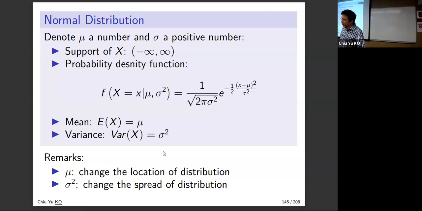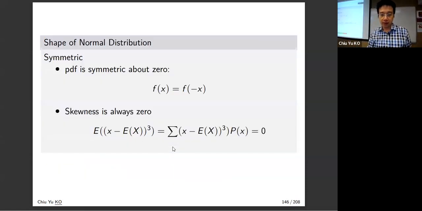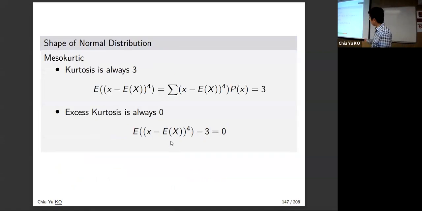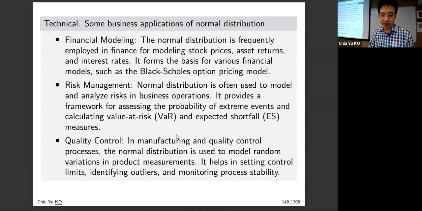Okay, the mean and variance, as I said, are mu and sigma squared. It's symmetric. The skewness is 0, and the kurtosis is always 3. That means the excess kurtosis is always 0. That would be the thing.